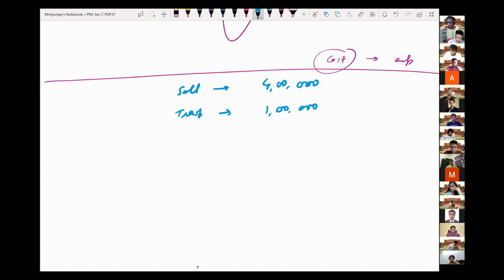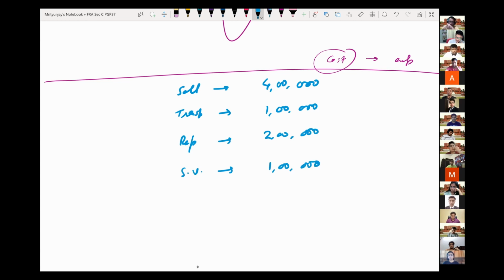And in the transportation, the machine got damaged. For repairs, I paid, let's say, rupees 2 lakh. And the salvage value of the asset is, let us say, rupees 1 lakh. And the number of years of useful life is, let us say, 4 years. So this is the example.